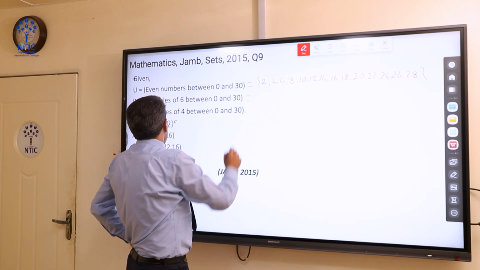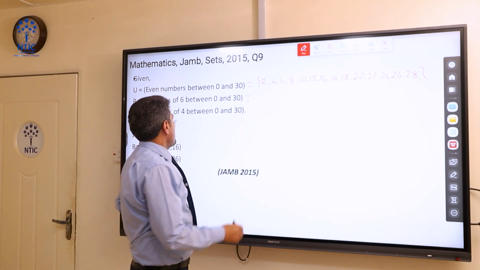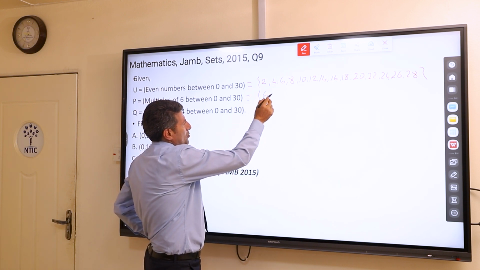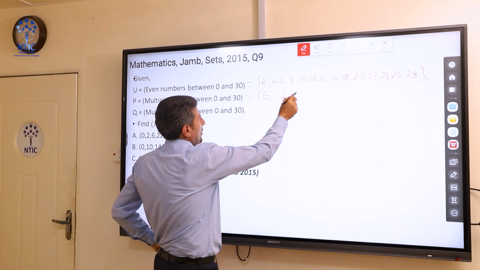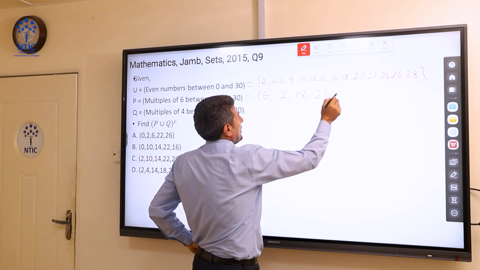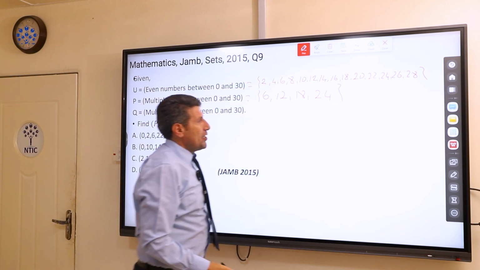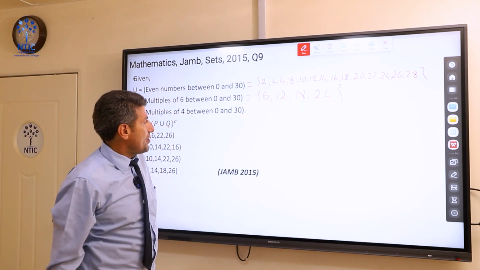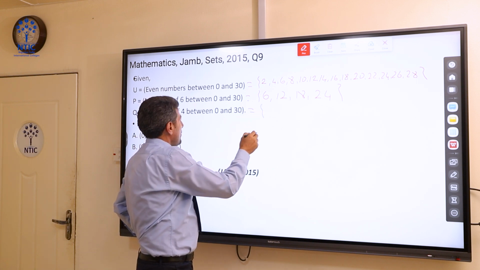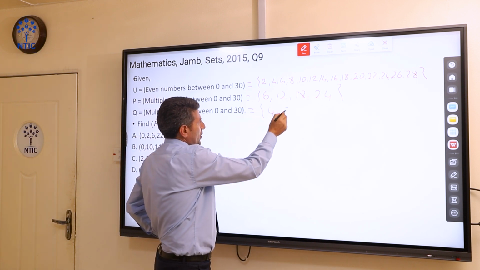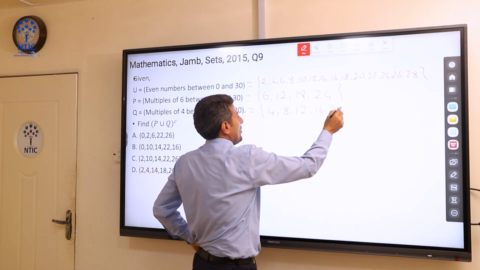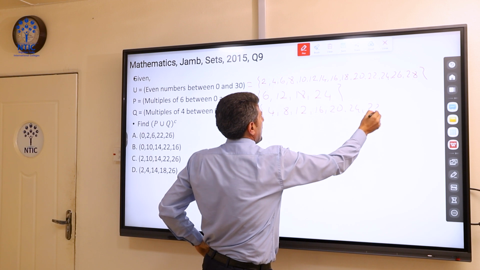Then set P is multiples of 6 between 0 and 30. So multiples of 6, which is 6, 12, 18, 24, and 30. We don't need to take 30 because 30 is not inside, let's say, between. Then Q is multiples of 4 between 0 and 30. So we can take 4, 8, 12, 16, 20, 24, and 28.